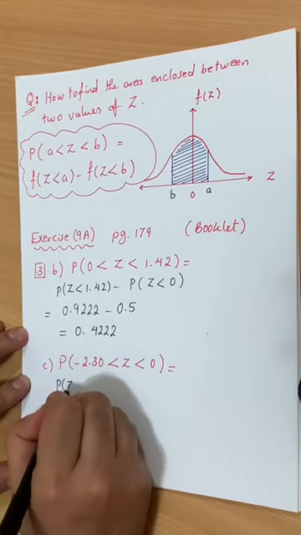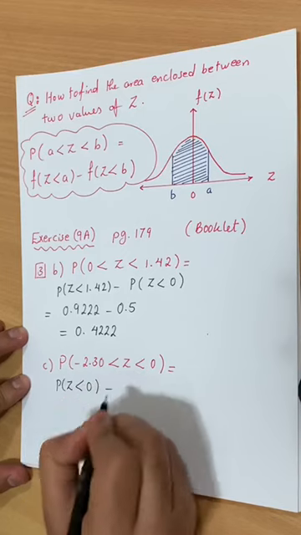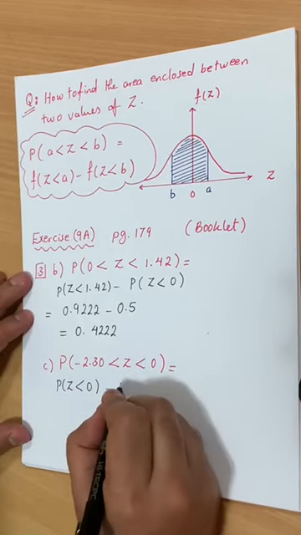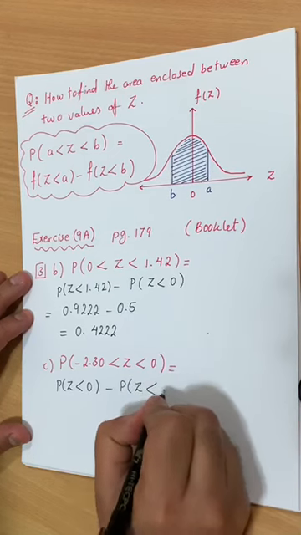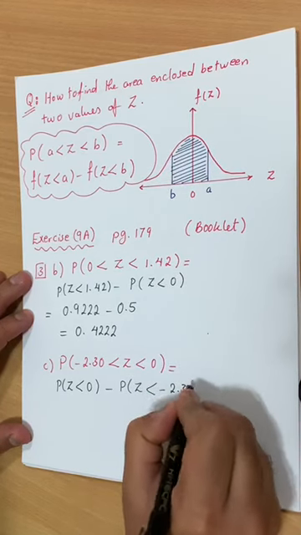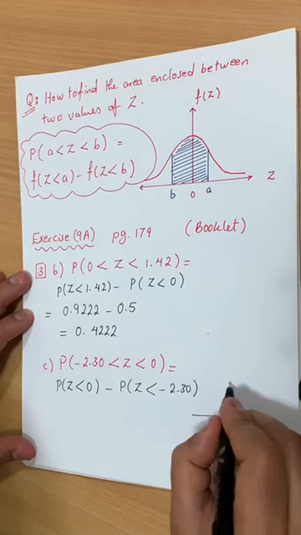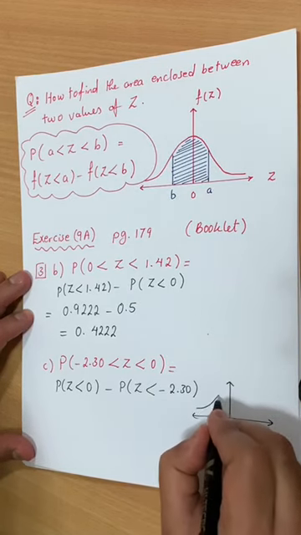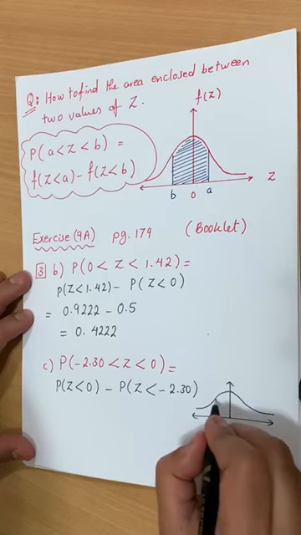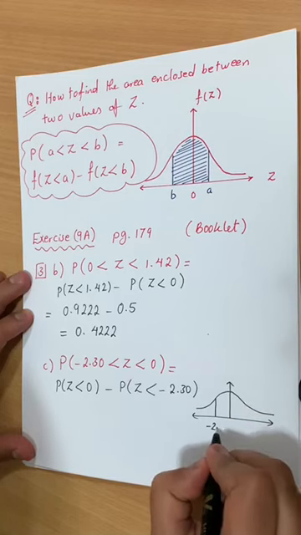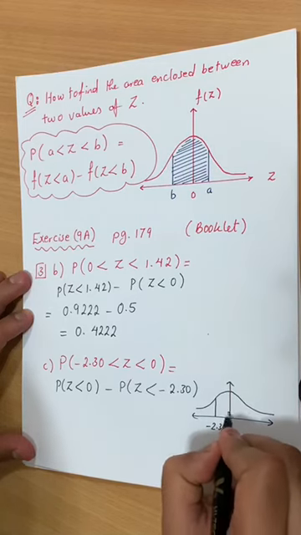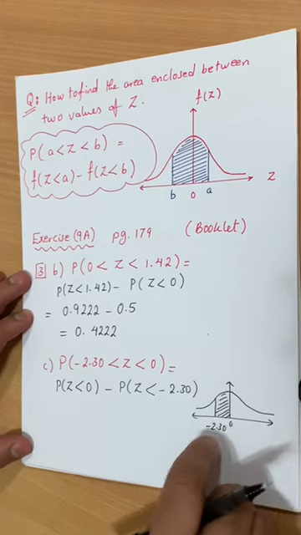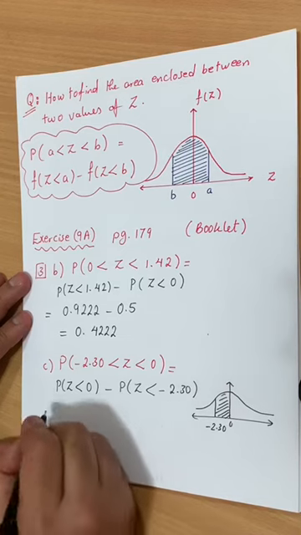Here we have to use the same thing. It's probability of z less than 0, because 0 is more than the negative value. So probability of z less than negative 2.30. If you want to represent that on the curve, this is the negative 2.30, and this is the 0. So find this area: left of the 0 minus the left of negative 2.30.